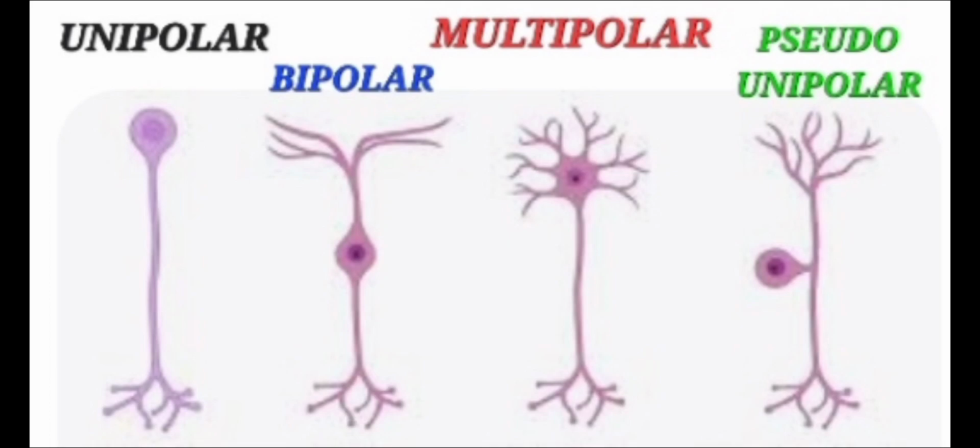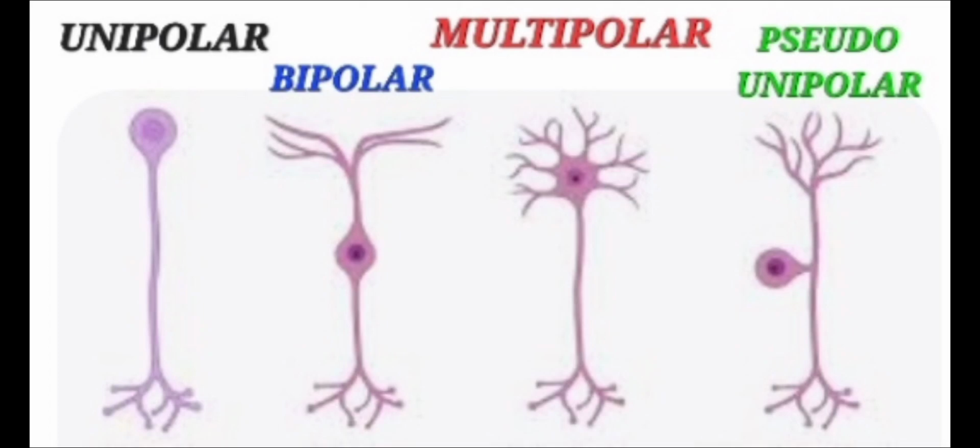Next are the bipolar neurons. They have two processes, one axon and one dendritic structure, extending from opposite sides of the cyton. Bipolar neurons are a little uncommon, but specific parts of the eye and nose contain bipolar neurons. The third type are the multipolar neurons, which have three or more processes. One of them is an axon and the rest are dendrites. The majority of the neurons are of the multipolar type.